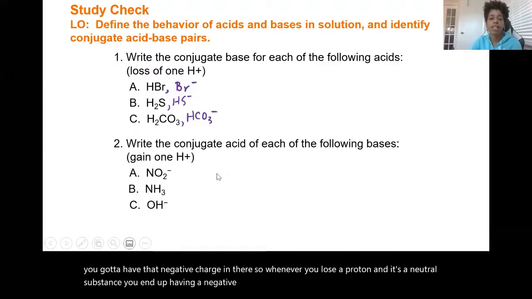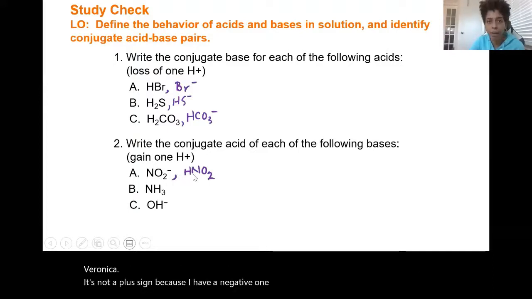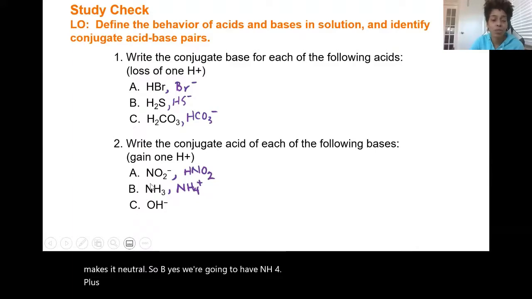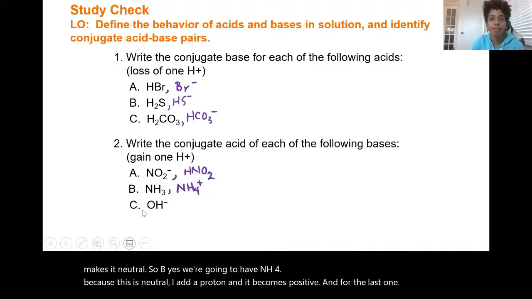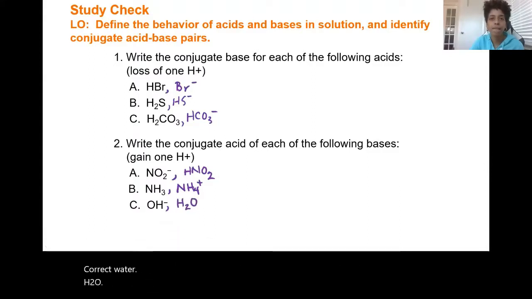All right, let's write the conjugate acid for each of these following bases. What's the conjugate acid for NO2-? HNO2. Not plus, because I have a -1 charge and then I just add a proton, so it makes it neutral. So B, yes, we're going to have NH4+, because this is neutral, I add a proton and it becomes positive. And for the last one, what do we have? Correct. Water, H2O.